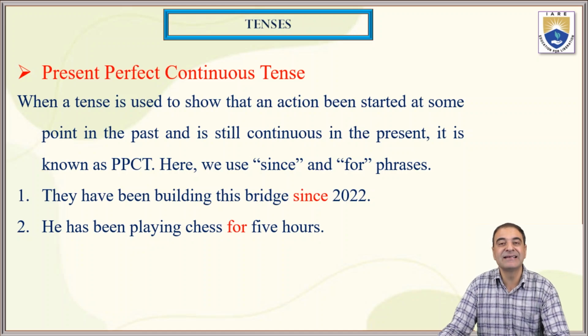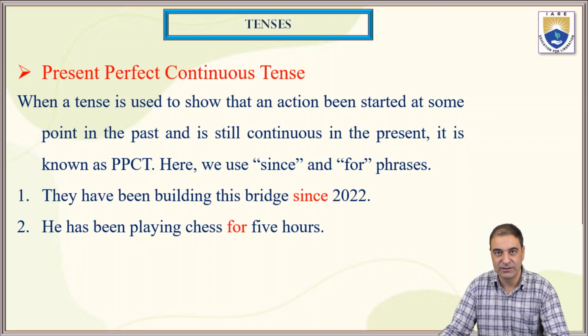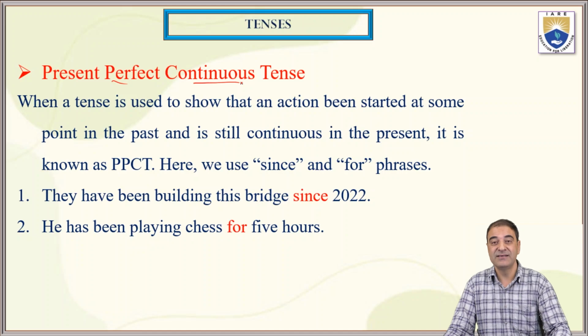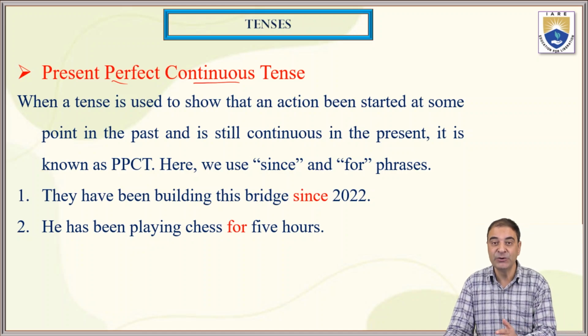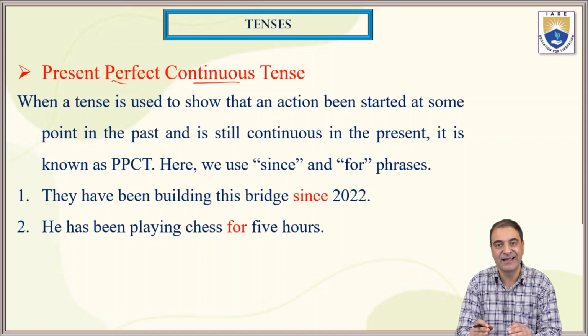And the next one is the continuous. Continuous means something that's in progress. But it seems very strange. It seems as if there is an oxymoron in present perfect continuous. These are opposite terms. Perfect means completion and continuous means something which is in progress, which is incomplete. It seems to be like an oxymoron. I will explain that oxymoron.